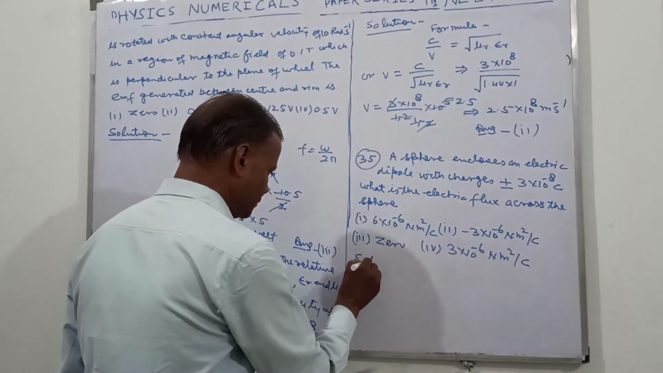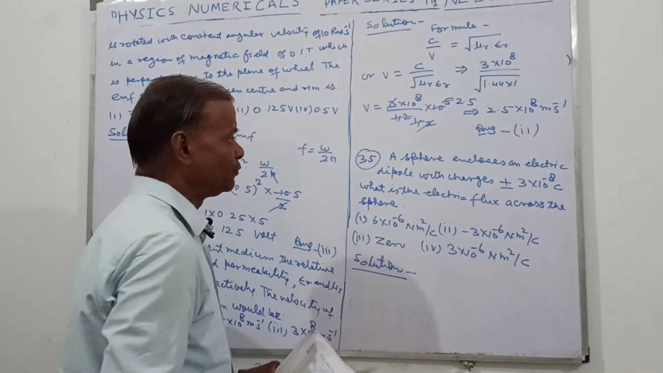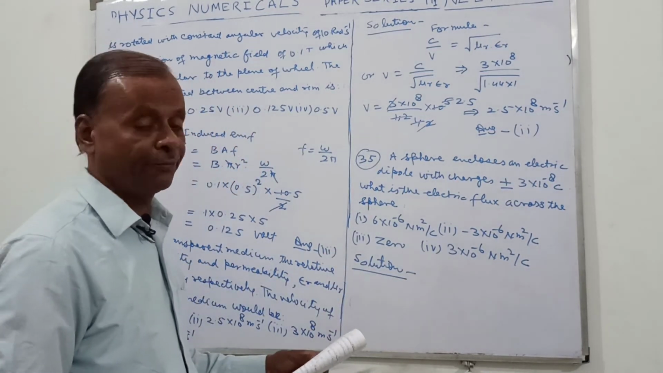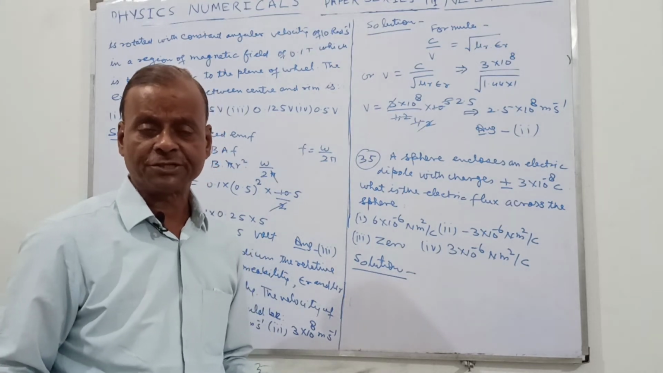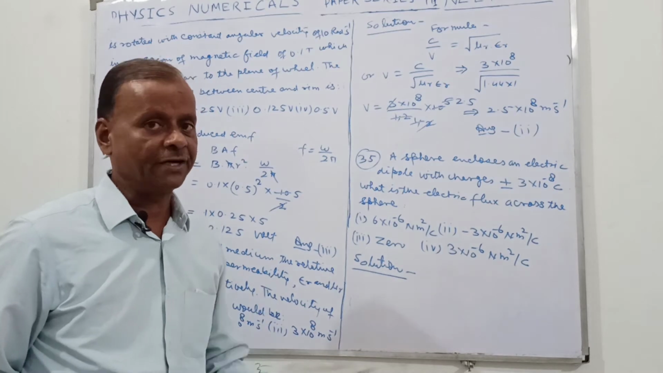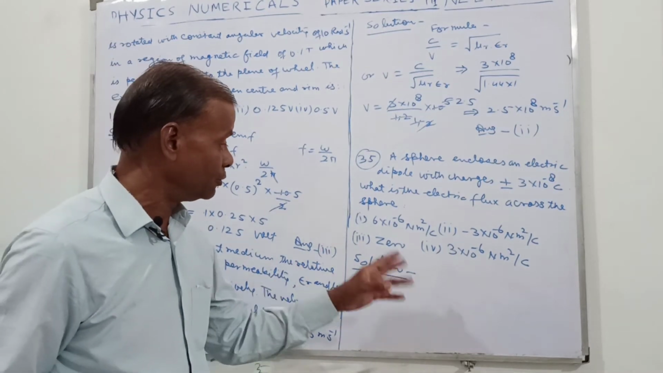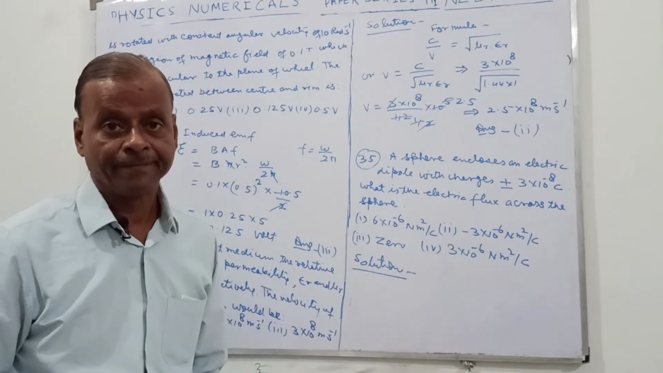Now solution. You have to find the electric flux with the electric dipole. The students know that the net charge of the electric dipole is 0, so definitely the electric flux will be 0. You can do it directly also. The right option is the third one.